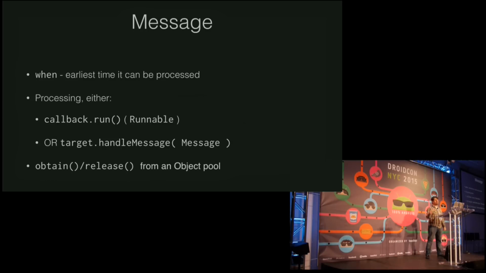I should also note that messages are part of a global pool of objects. So you get a message by calling obtain. You don't new it up. And when you're done with it, you have to call release. And again, most of this is just internals of the main thread. But the point is, knowing all this stuff can help you better debug things when you're having problems and things like that.